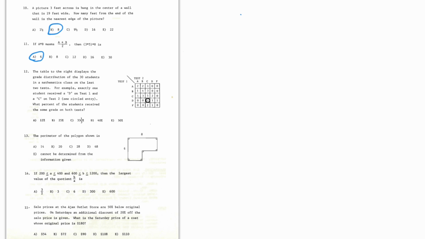Therefore, the answer is A. Number 12. The table to the right displays the grade distribution of the 30 students in the mathematics class on the last 2 tests. For example, exactly 1 student received a D on test 1 and a C on test 2.